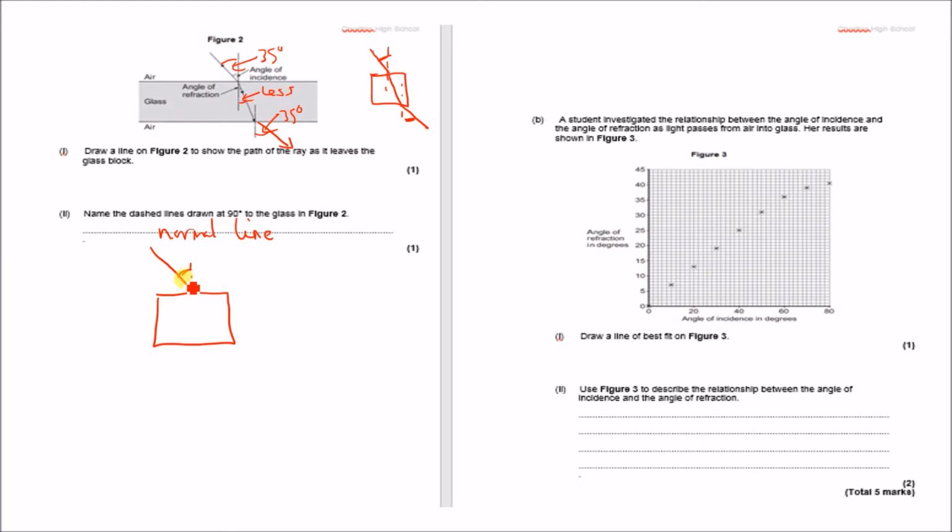We always measure the angle from the normal line, which is just an imaginary line where the light hits at 90 degrees to the object. Okay, the next question asks us to draw a line of best fit. So starting from here, we draw a line through the points as carefully as possible. Remember, you must do this with a sharp pencil, and you can see we've got a nice line of best fit. Use figure 3 to describe the relationship.